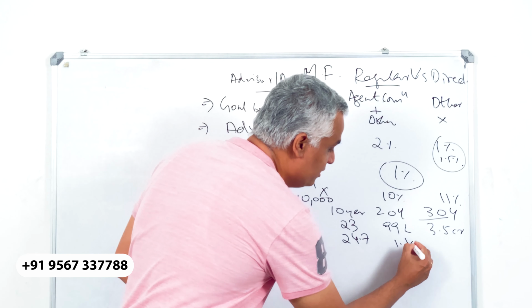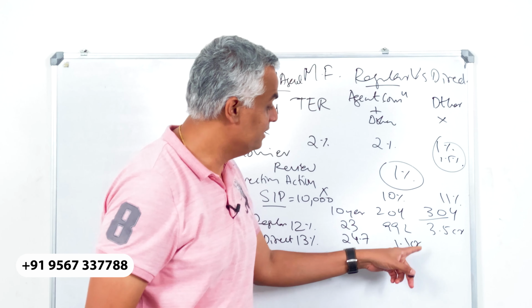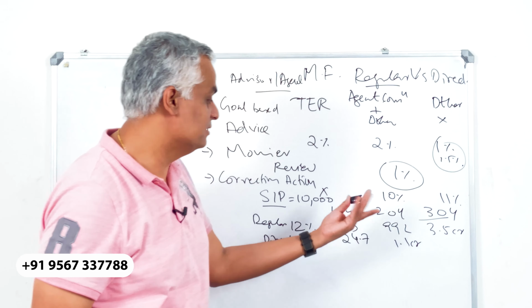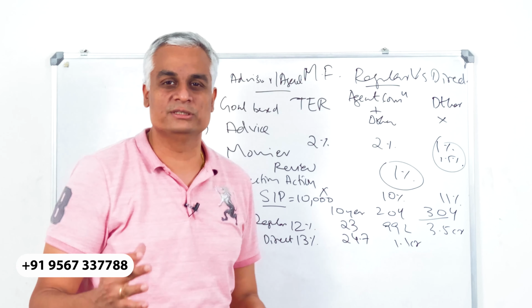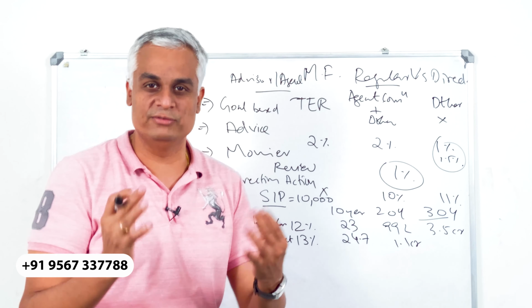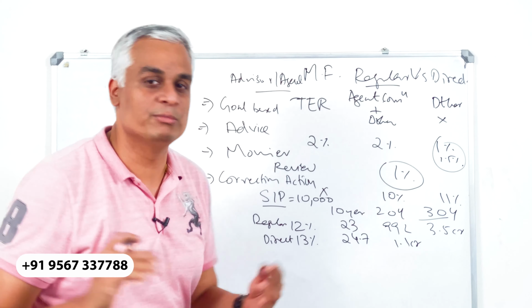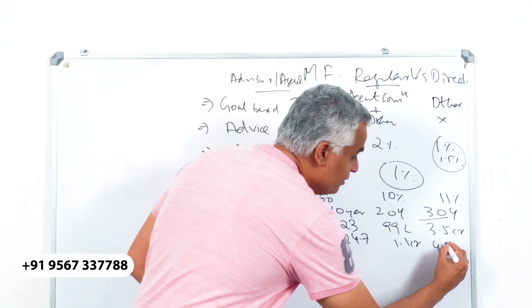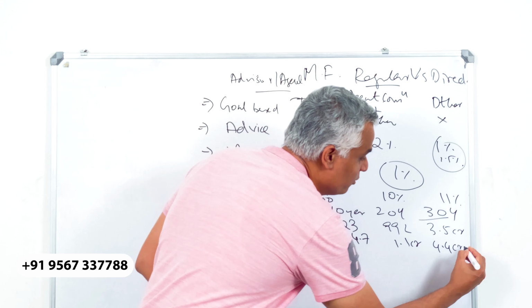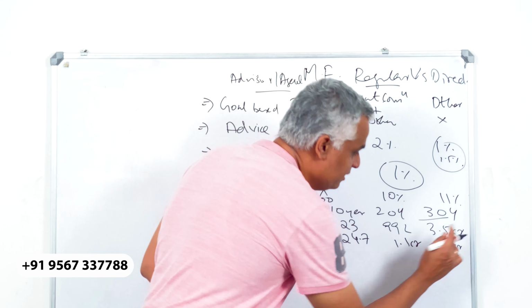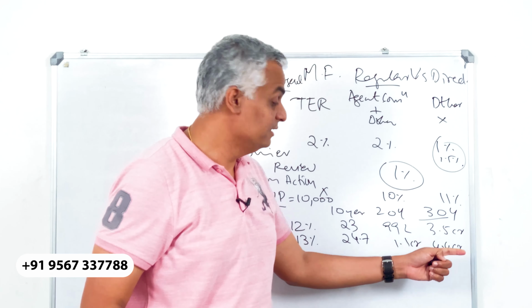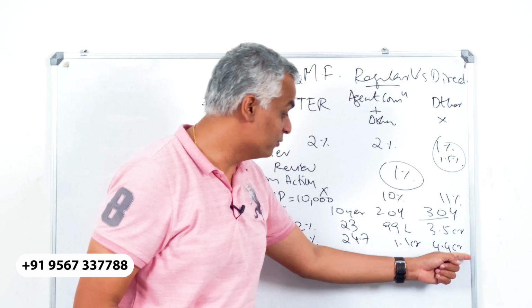Here we get close to a 10 lakh rupees difference after 20 years if we invest 10,000 rupees in a SIP. And here, instead of 3.5 crore, you will get 4.4 crore rupees.